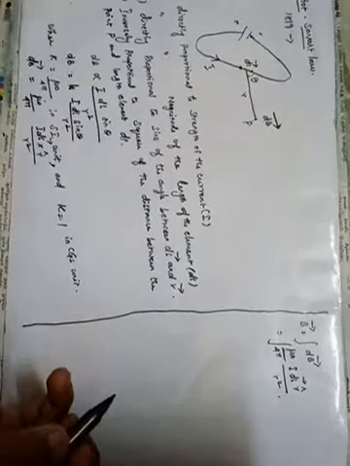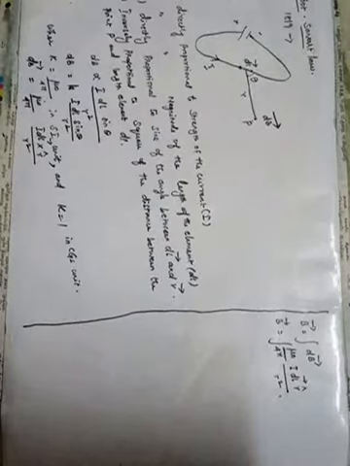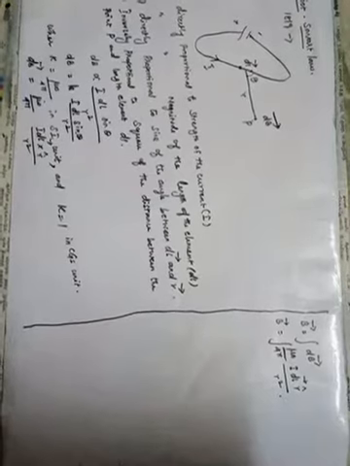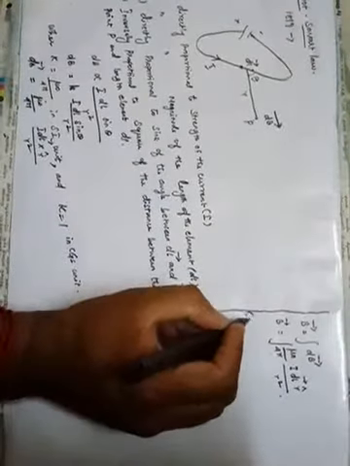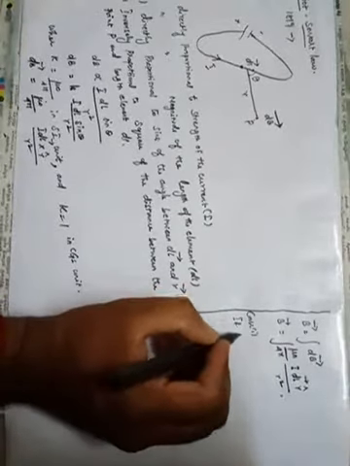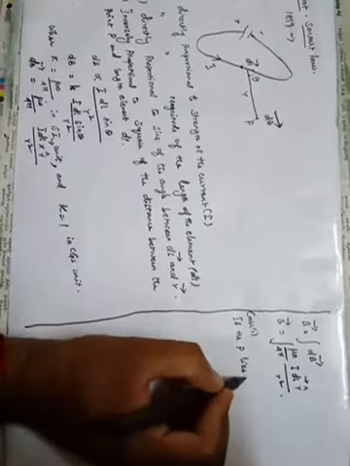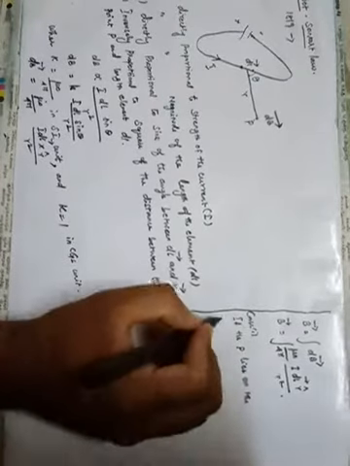So this is the net magnetic field at a point P due to the conductor. Now we are going to discuss the special cases. Case 1: if the point P lies on the conductor.